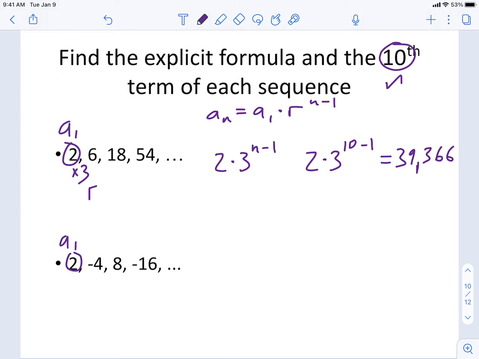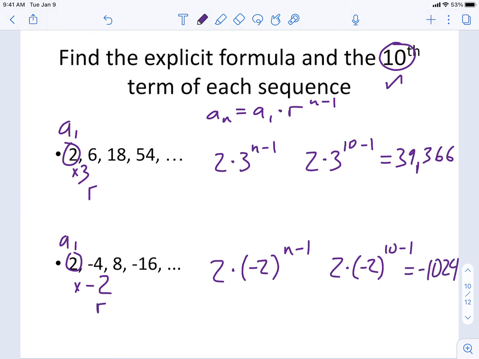Okay, with our second one, same thing. a1 is 2. We're multiplying by a negative 2. Oh boy. So that is our r. Try that again. Negative 2. That's better. And then n is still 10. So our explicit formula is 2 times negative 2 to the n minus 1. Again, I like to put the negative in parentheses. So then 2 times negative 2 to the 10 minus 1. That is going to give us negative 1,024.